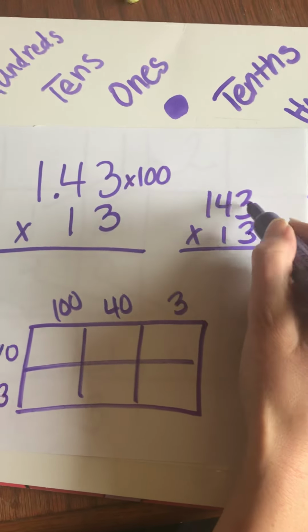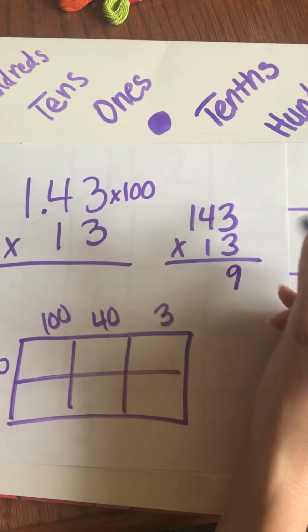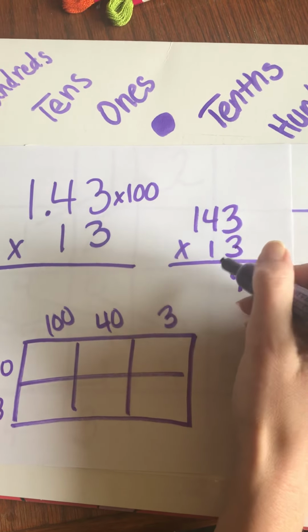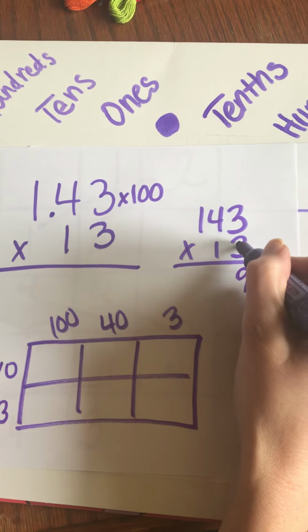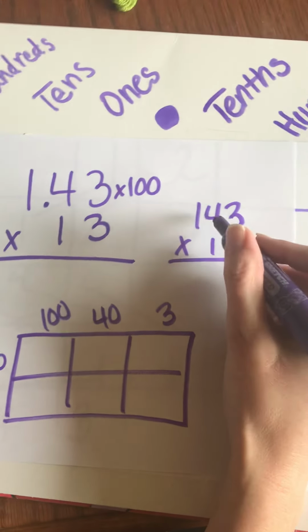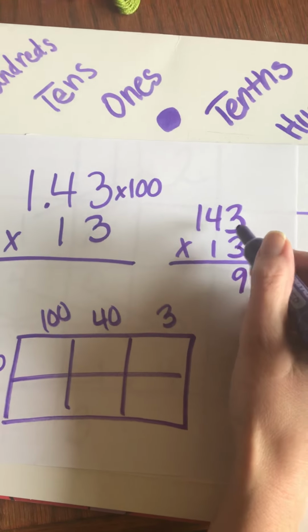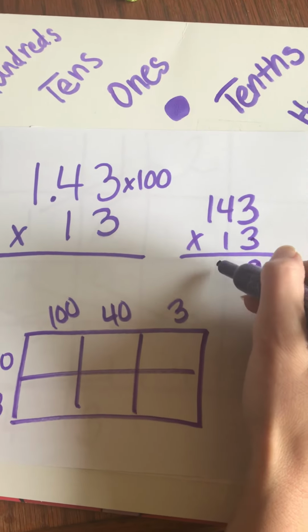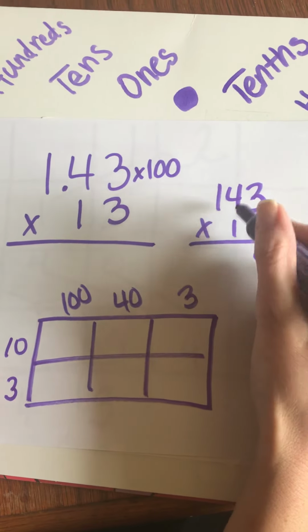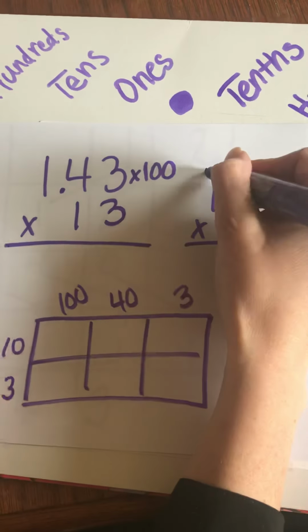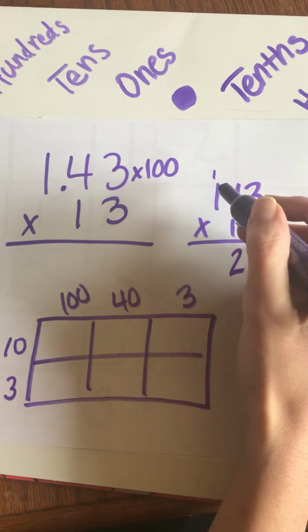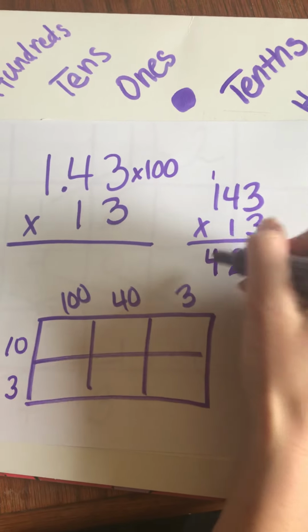So I'm going to multiply 3 times 3 to get 9. Then 3 times 4 gives me 12. And remember, this is actually multiplying 3 times 40. But if we're doing the algorithm, this keeps everything lined up because now I'm in the tens place. So 3 times 4 is 12. I carry the 1. 3 times 1 is going to be 3, plus the 1 is 4.